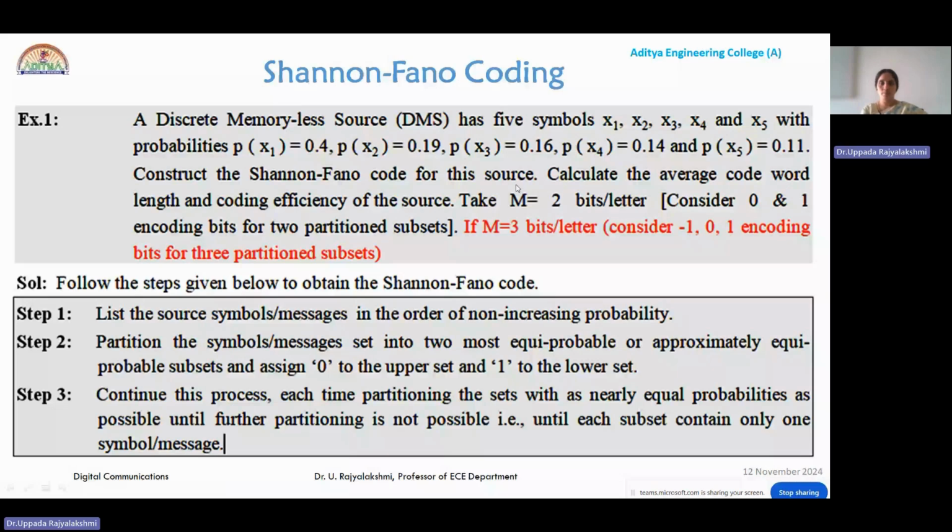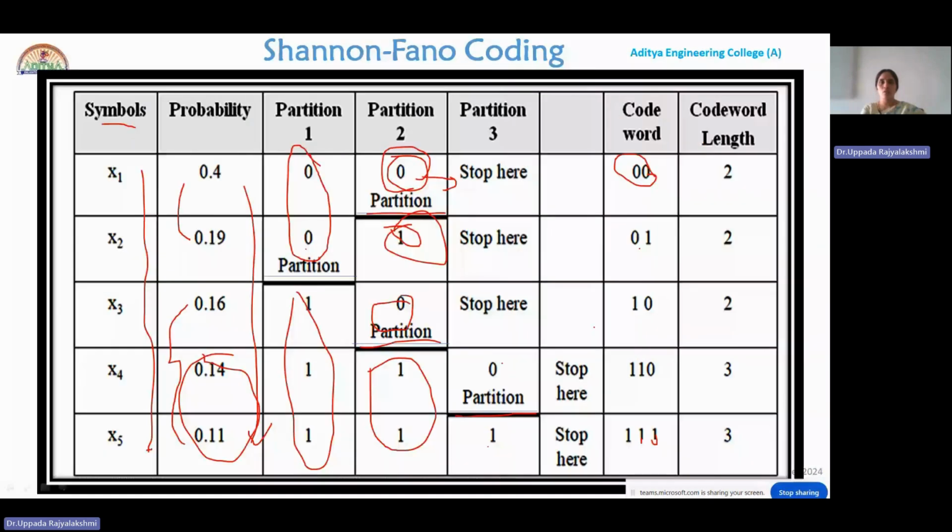Next step is to represent the code word length. Here the code word is 0 0. The length is the number of bits available in the code word, so 2. The bit may be 0 or 1, but we have to represent the length. So for x2 the length is 2, x3 also has length 2, x4 it is 3, and x5 it is again 3.